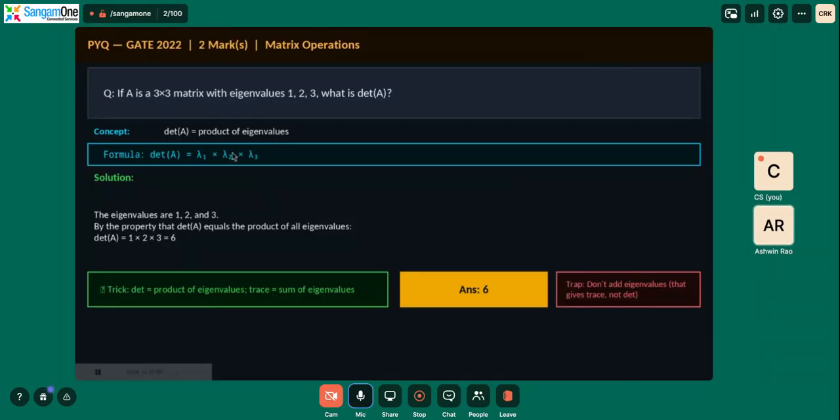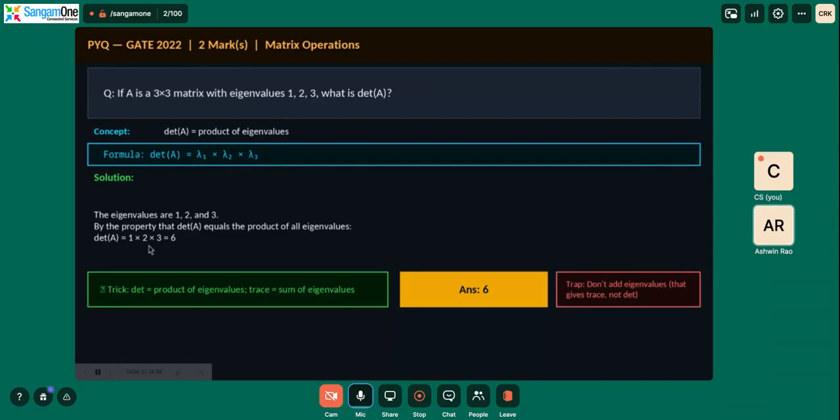This is a PYQ. If A is a 3 cross 3 matrix with eigenvalues 1, 2, 3, what is the determinant of A? The determinant of any matrix is found by this formula. As you can see here, how do you call that symbol? Lambda, yes, it's lambda.